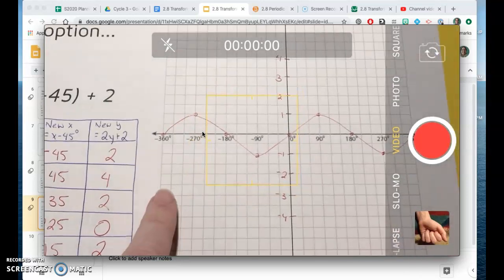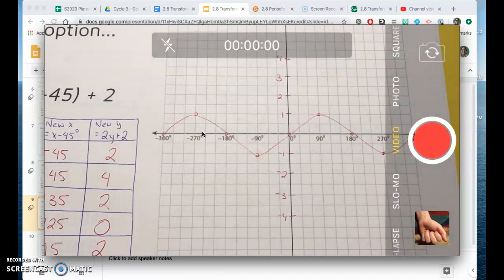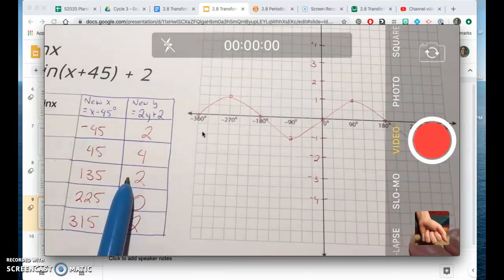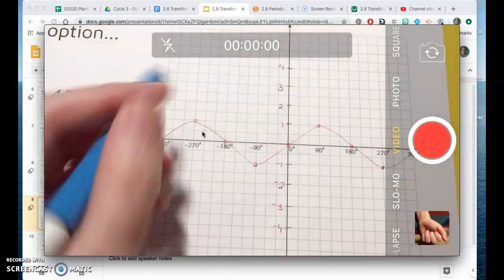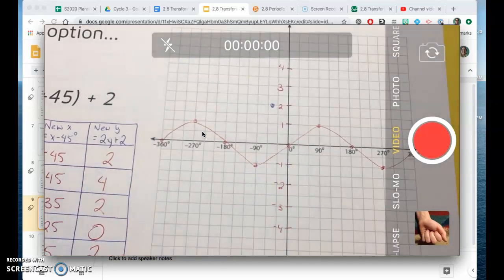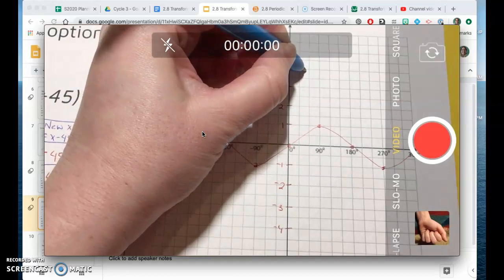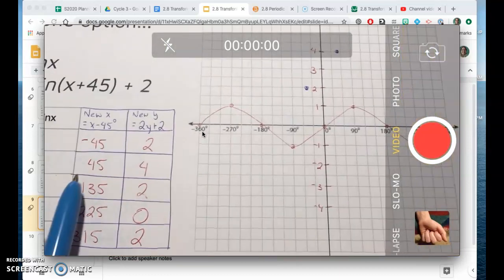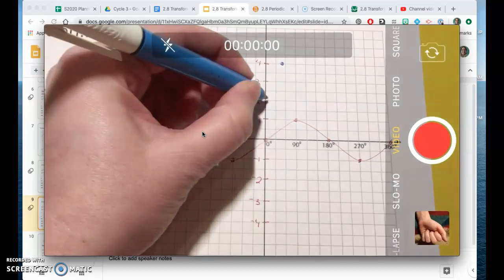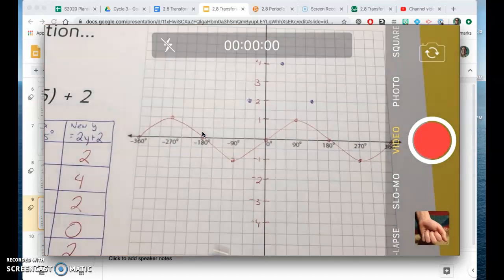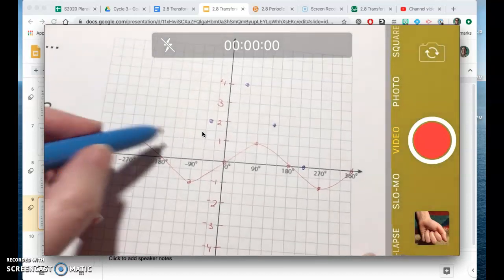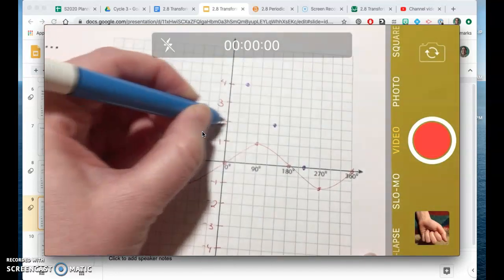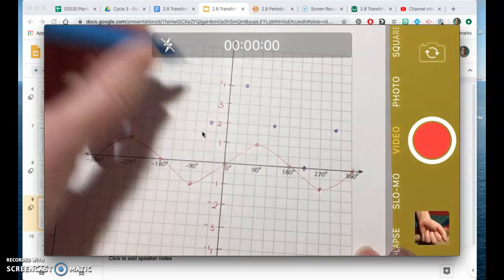So I already have the original sine graph plotted, and now we're going to use these values to graph the new one. So negative 45 and 2, 45 and 4, it's about right, because it's about halfway between 0 and 90. 135 and 2, right there. And then 225 and 0. And then 315 and 2. Where's 2? 2. And now we're going to do a nice curve through that.